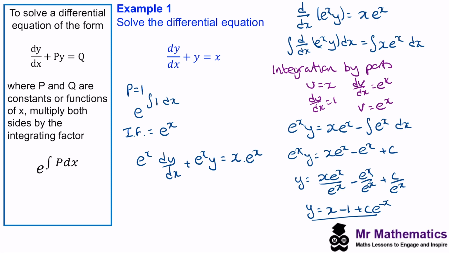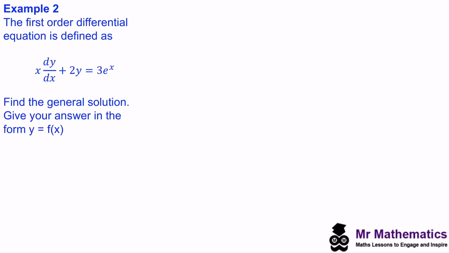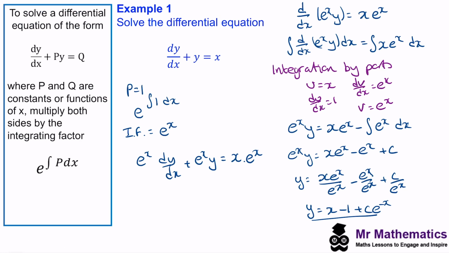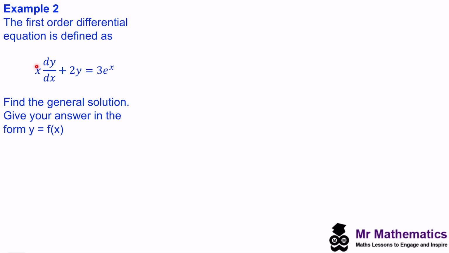Okay, so let's try question 2. In example 2, we've been given this first order differential equation, and we've been asked to find the general solution. But if you notice this x here, and if we go back to our example at the start, the coefficient of dy by dx is 1. So this means that we need to cancel out this x. We'll divide both the left and the right hand side by x. So we get dy by dx plus 2 over x y is equal to 3 over x e to the x.